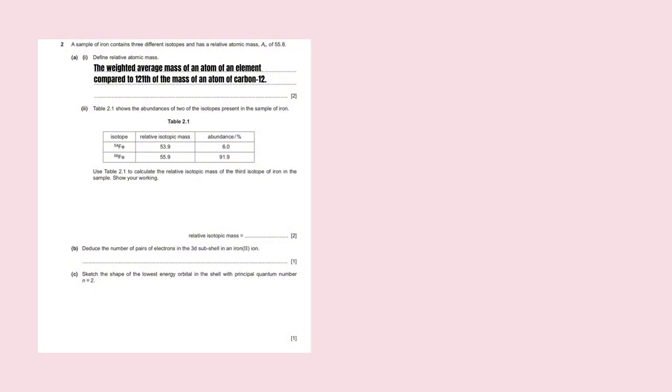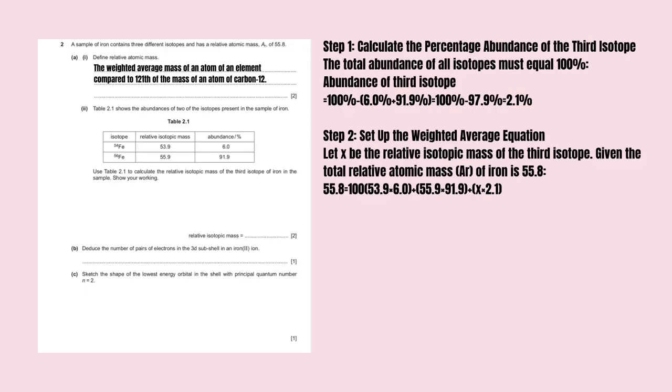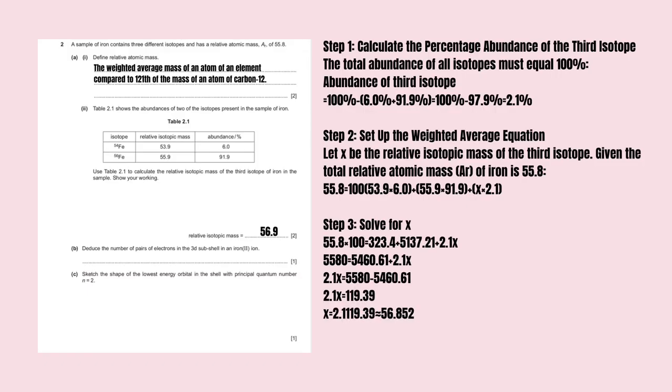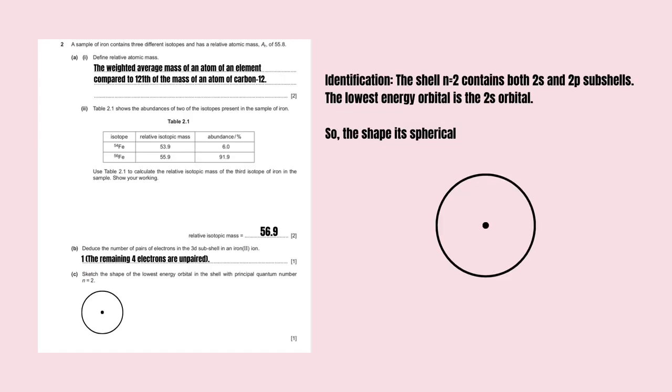And after that, for the calculation, you have to calculate the percentage abundance of the third isotope first, and then set up the weighted average equation, and then solve for x. And then you are going to have the answer as shown in the picture. And then this one about the number of pairs of electrons, it's 1. And then for the identification of the shape, it's spherical. And then this is the next question. The answers are already written.